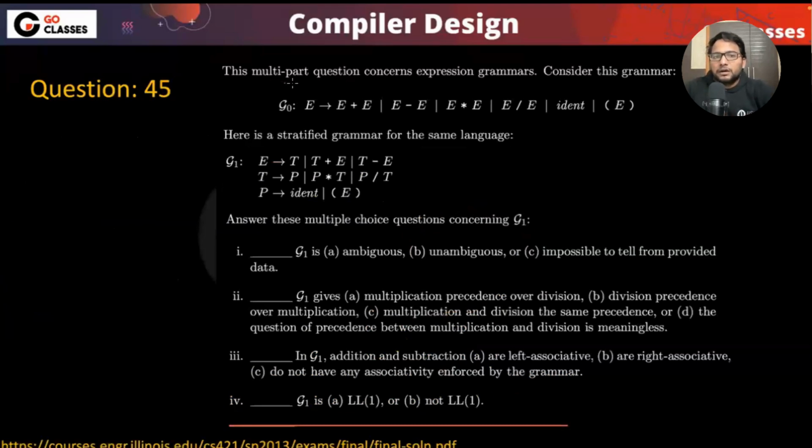What they're saying, this multi-part question concerns the expression grammars. Consider the grammar. So some grammar is given to us. There is a stratified grammar. So they have modified this grammar. I think they have removed the left recursion and these things, right? So this grammar is given. Now what they're saying is, is this grammar ambiguous, unambiguous, or impossible to tell from the provided data? So what do you think? Is this ambiguous or unambiguous?